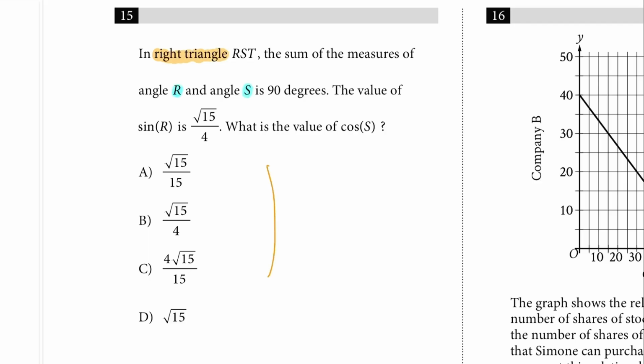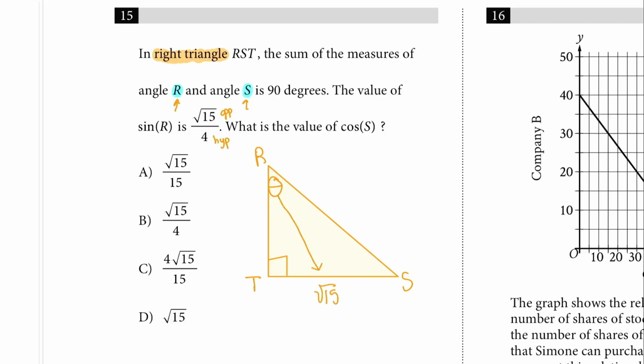Okay, so let's go ahead and sketch this out. They tell us that the sum of R and S is 90, which means that the right angle has to be T. Then they tell us that the sine of angle R, which is going to be right here, is opposite over hypotenuse. The opposite side is going to be down here, which is the square root of 15, and the hypotenuse is going to be 4.